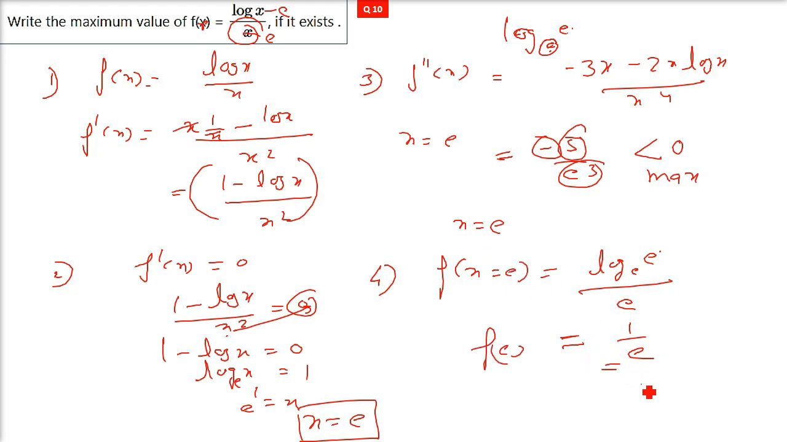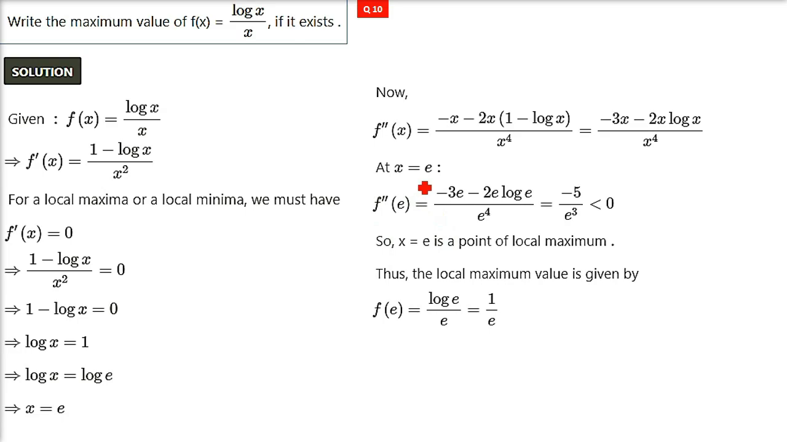So these are the main things. f(e) equals 1 by e. Alright, so this is how you're going to go about it. Sometimes students might be solving it themselves, so this is the reference for you. You can check it out, and you can always refer to my discussion.